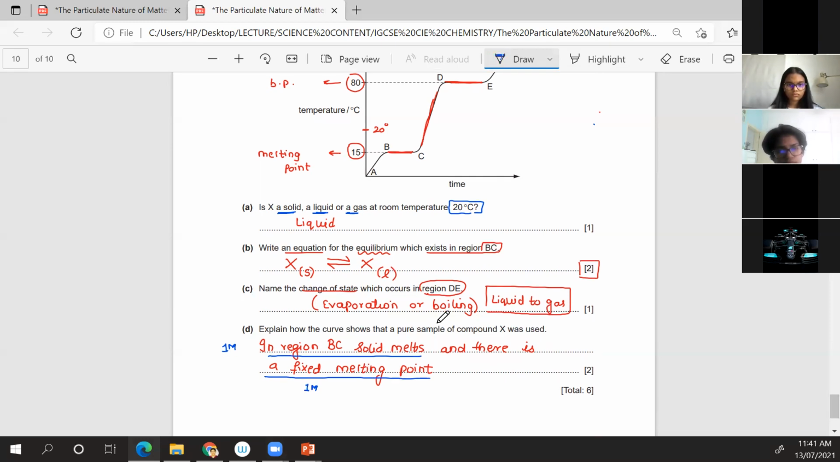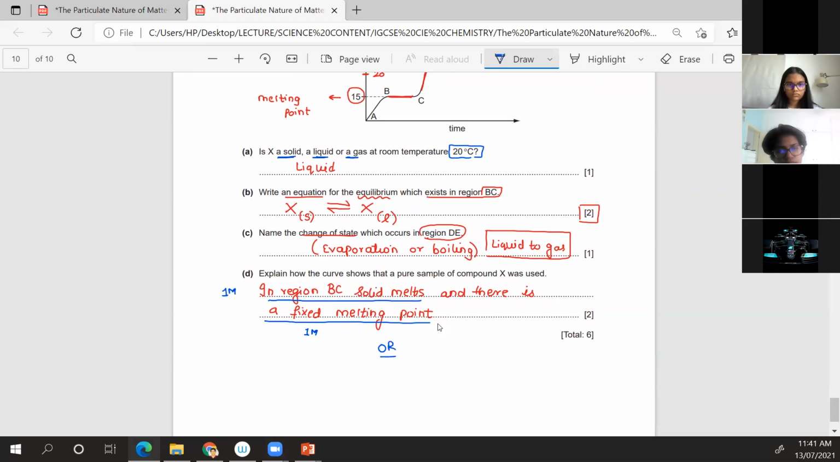Another answer which you can also write: in region DE, the liquid boils and there is a fixed boiling point.